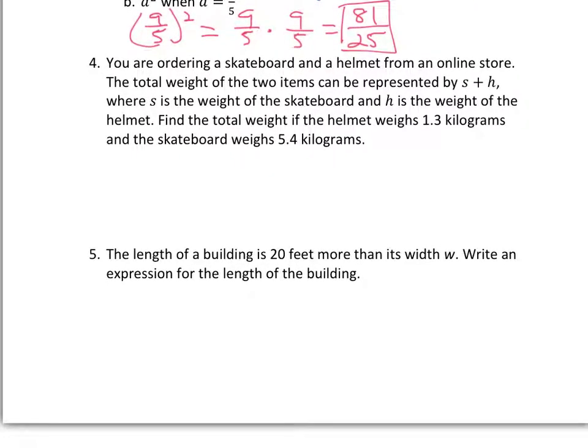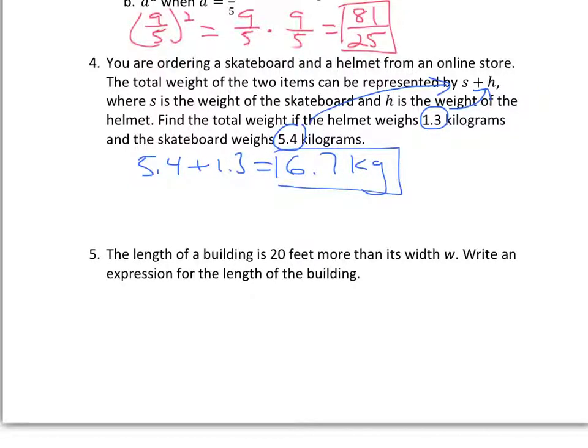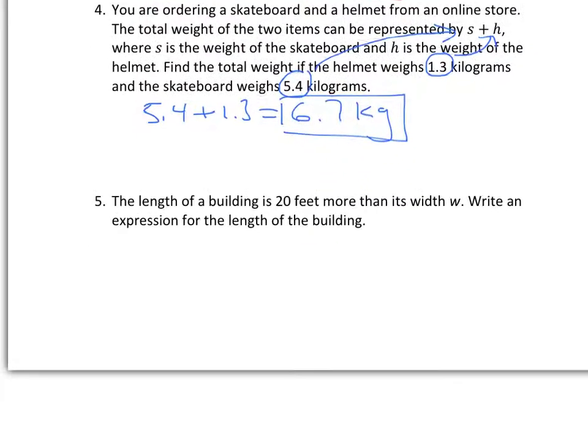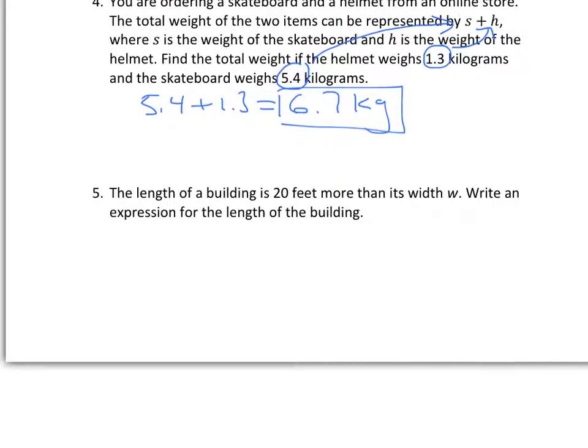Now, number 4, you're ordering a skateboard and a helmet from an online store. The total weight of the two items can be represented by S plus H, where S is the weight of the skateboard, H is the weight of the helmet. We find the total weight if the helmet weighs 1.3 kilograms, so 1.3, remember, is H, and the skateboard weighs 5.4. Okay, so we've got 5.4 kilograms plus 1.3 kilograms. We can add these together. We're going to get 6.7 kilograms is the total.